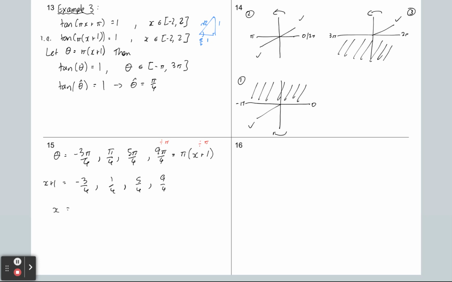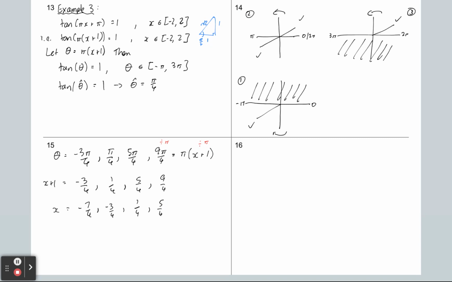So that's nice. And then I'm just going to subtract 1 from both sides to work out what x is. And when I subtract 1 from both sides, I'm just thinking in my head, I'm subtracting 4 on 4. So negative 3 minus 4 is negative 7/4. 1 minus 4 is negative 3/4. 5 minus 4 is 1/4. And 9 minus 4 is 5/4. And they are my 4 solutions.